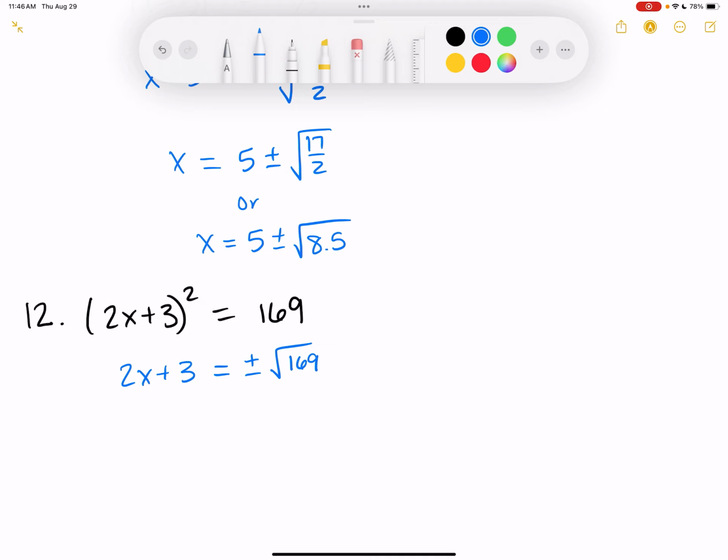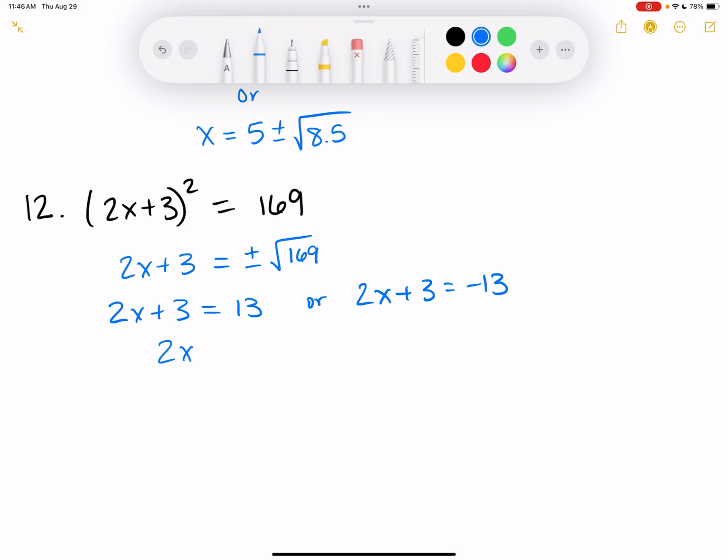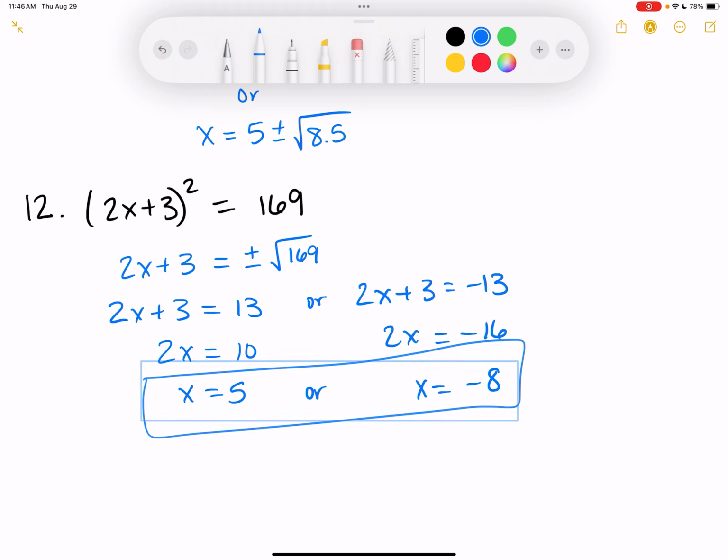13. So this is going to be where I need to split it into 2 separate things because it's something that is a perfect square. So 2x plus 3 equals 13, or 2x plus 3 equals negative 13. And the reason we write the or is because x can't be 2 things at the same time, right? So then I'm going to get 2x equals 10, so x equals 5, or on the other problem, 2x equals negative 16, so x equals negative 8. And those two would be my answers on that.